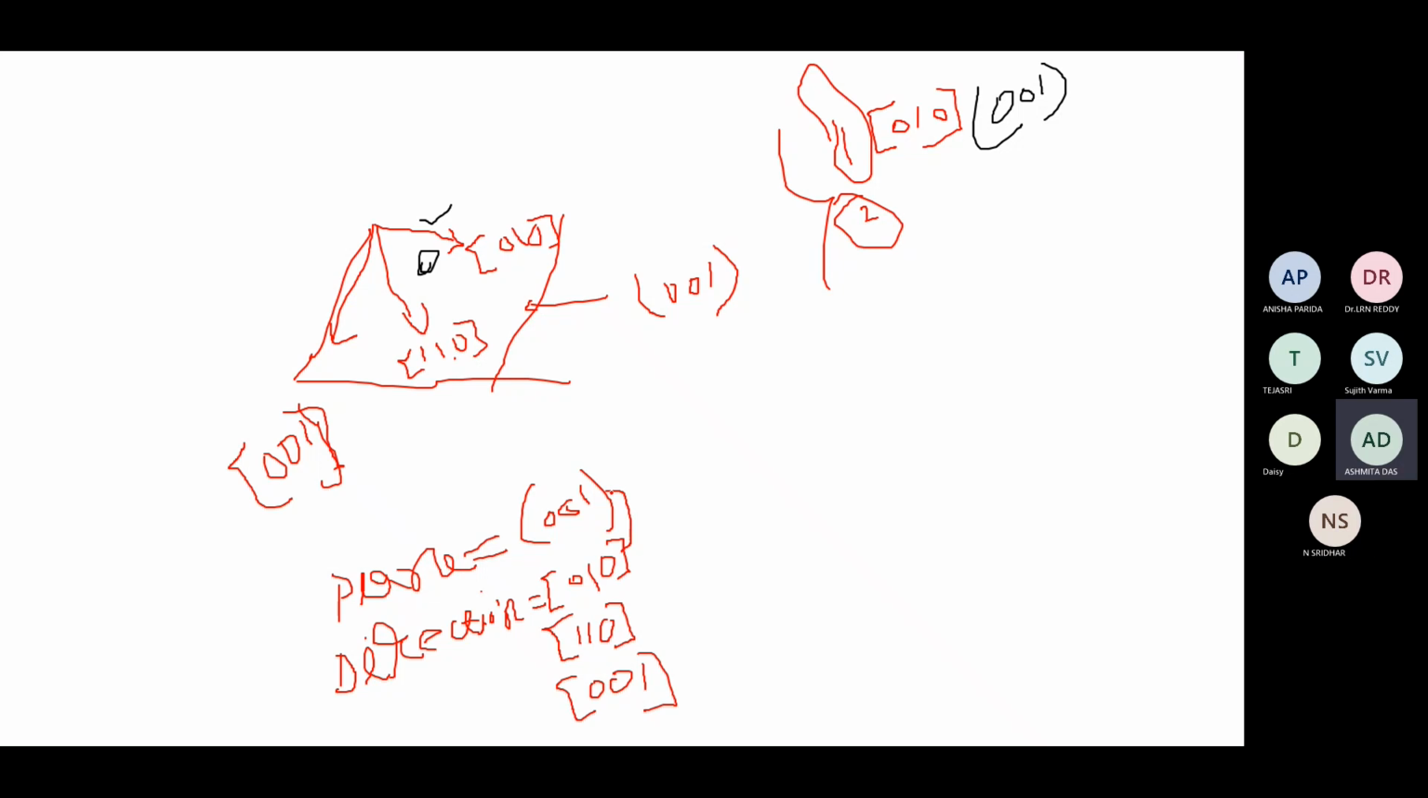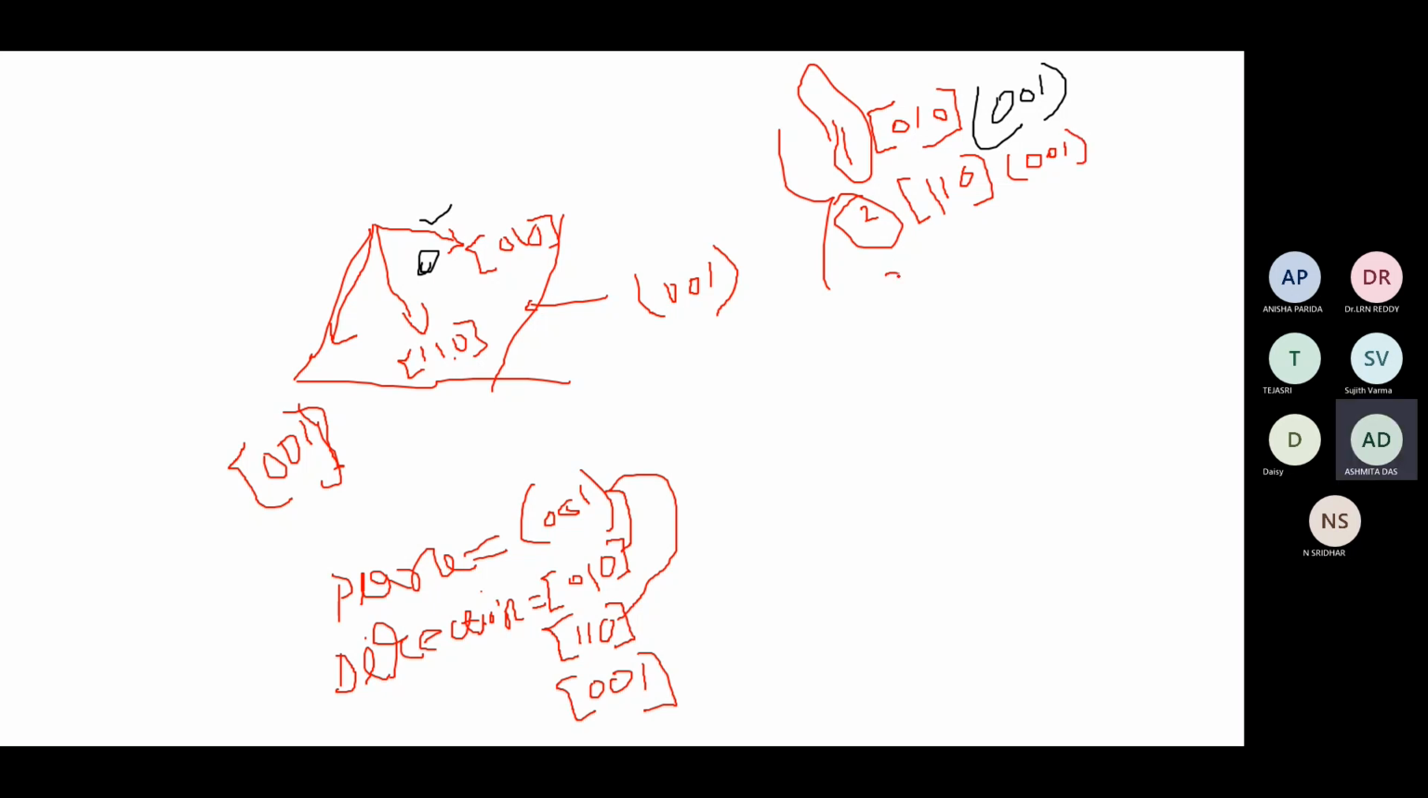So what will be the second slip system? The second slip system will be a combination of these two, this plane and this direction. So what can I write here? Anyone? So first it will come as 1, 1, 0, the direction. Then comes the plane, 0, 0, 1.